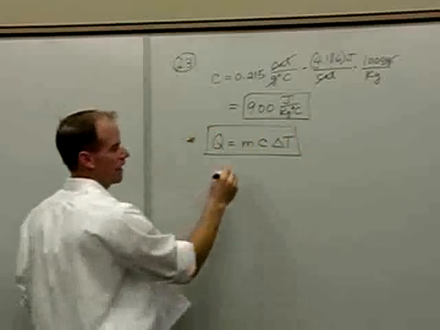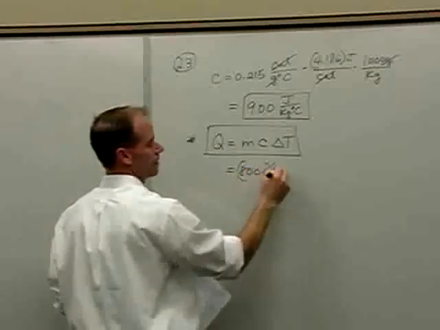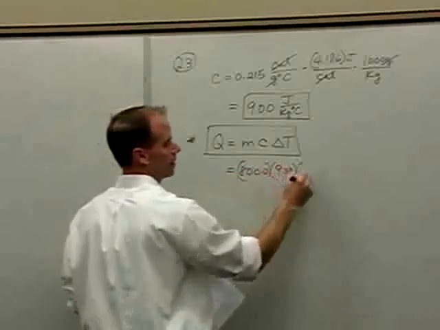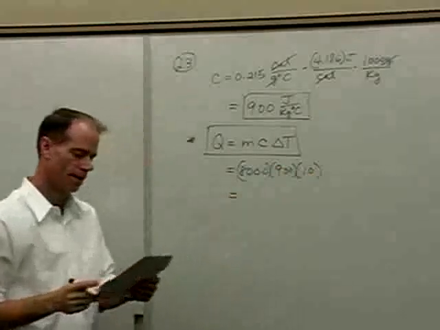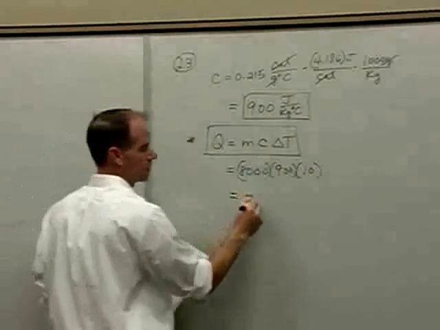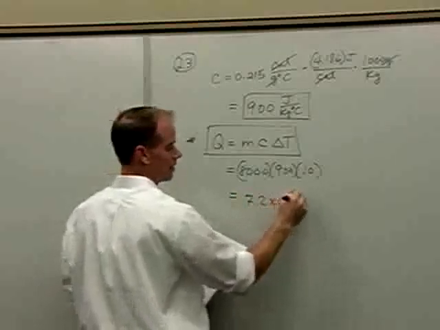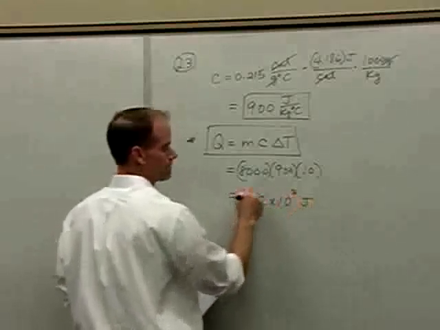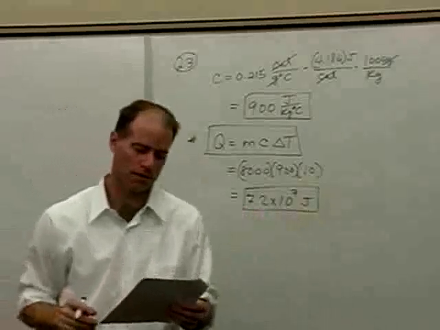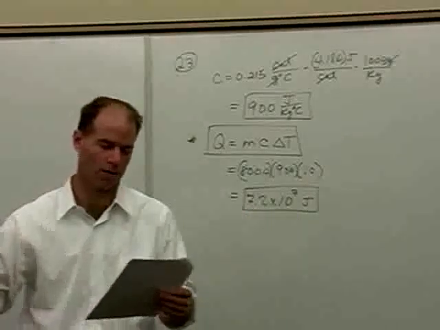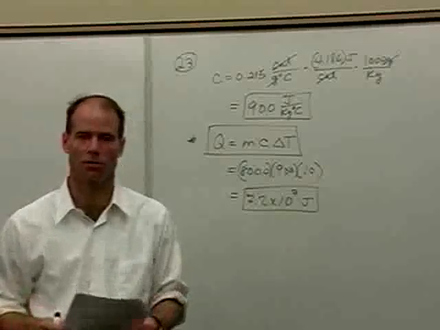And in this case, for the 8,000 kilogram flagpole, it's 8,000 times 900 times 10 degrees Celsius, and that is 7.2 times 10 to the 7 joules. So a lot more heat is transferred, on the order of almost 10 to the 8, a lot more compared to the work.